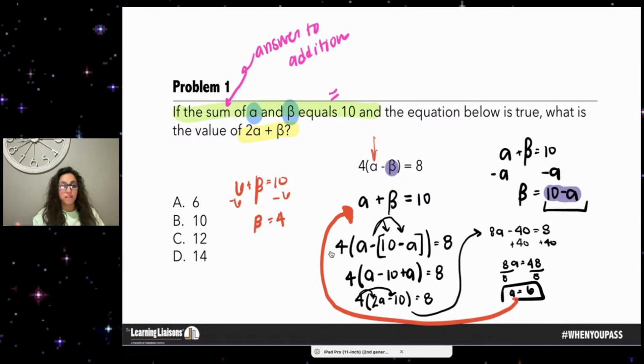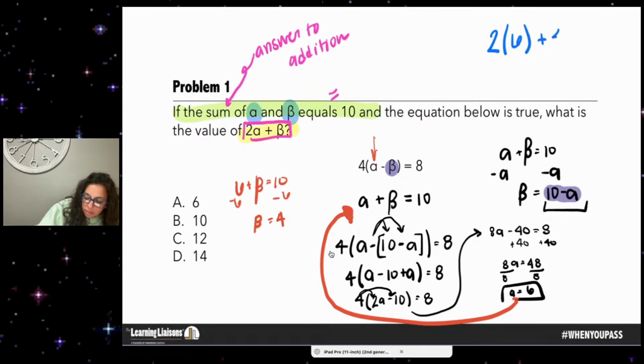They didn't ask me for what A plus B is. They asked me for what 2A plus B is. The actual question that we're trying to solve here is: what is the value of 2A plus B? That's the root question, 2A plus B. 6 times 2 is 12. 12 plus 4 is 16.